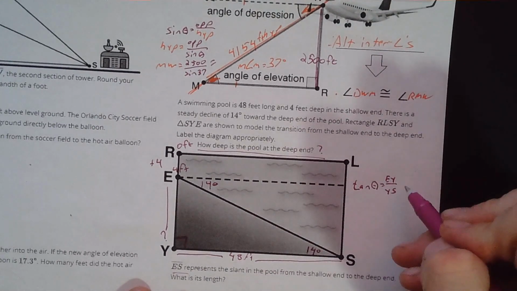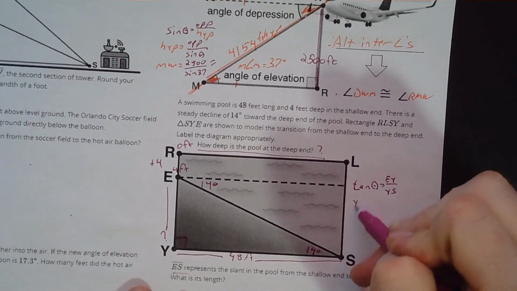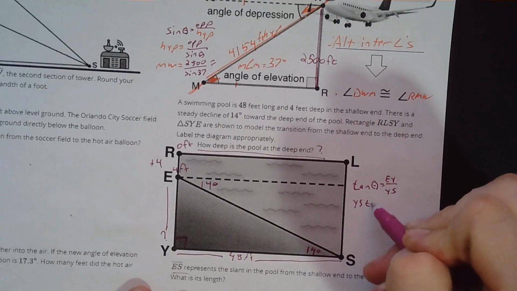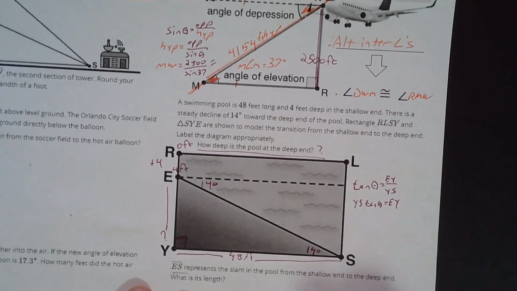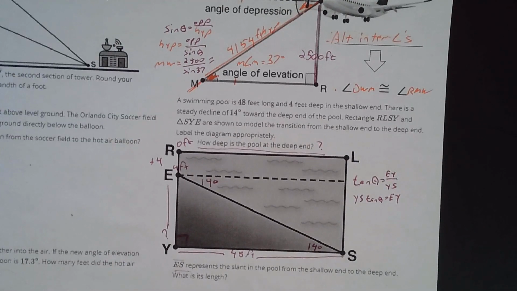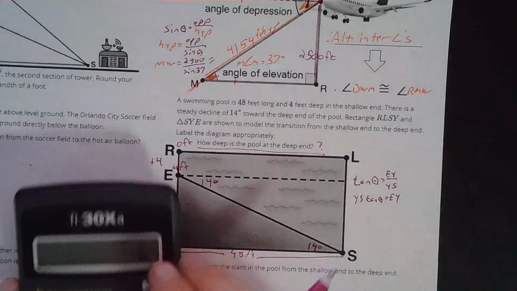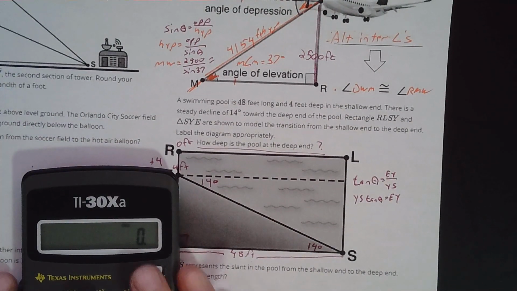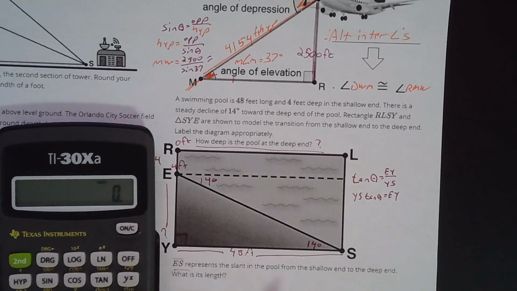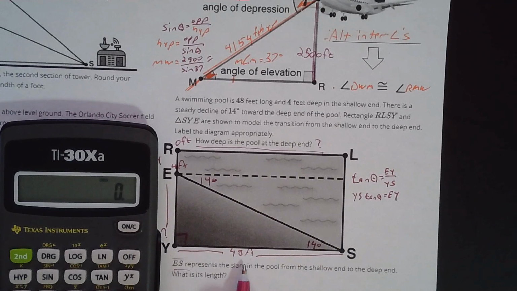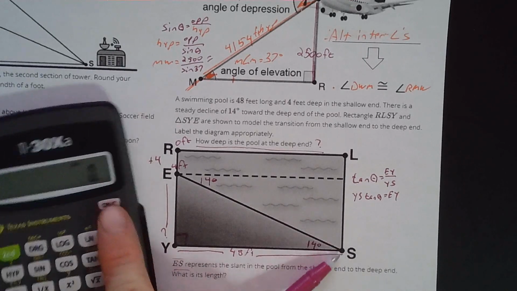Okay? Opposite over adjacent. We got to solve for EY. So YS times the tangent of theta equals EY. All right, so we got that. Okay, so now, do we expect that to be bigger or smaller? By the drawing, it looks like it's going to be smaller, but don't be deceived, it could be bigger.